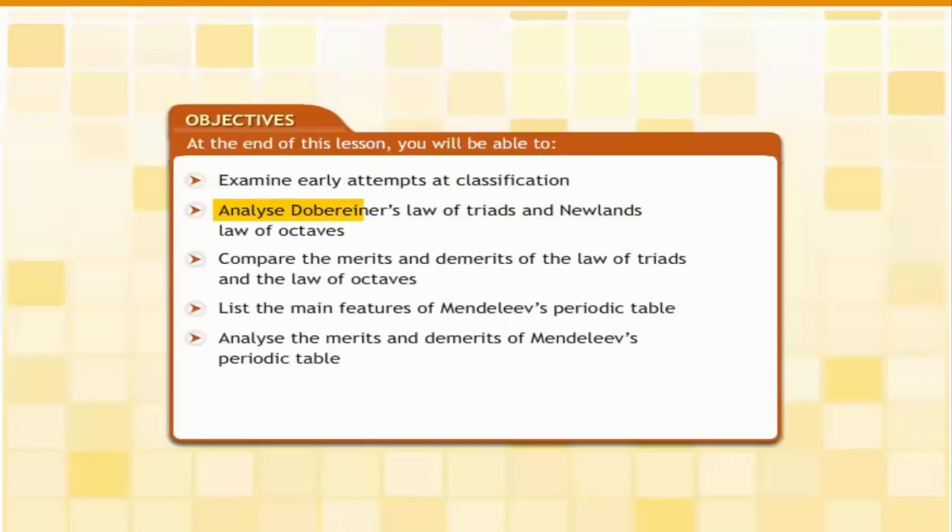analyze Daubernier's law of triads and Newland's law of octaves, compare the merits and demerits of the law of triads and the law of octaves, list the main features of Mendeleev's periodic table, and analyze the merits and demerits of Mendeleev's periodic table.